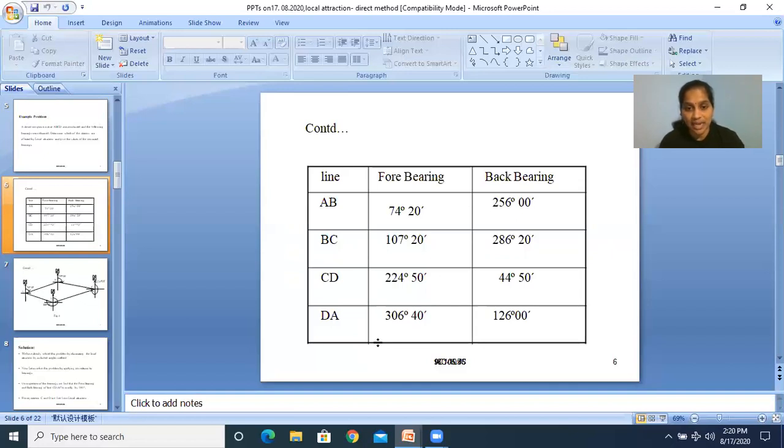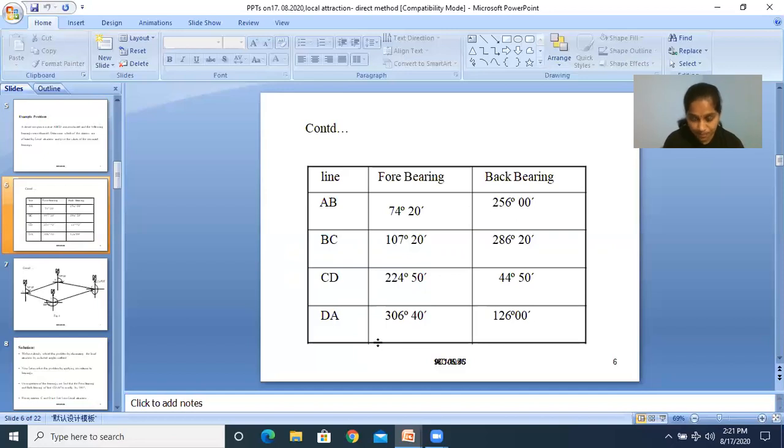First is line AB. Fore bearing is 74 degrees 20 minutes, back bearing is 256 degrees 00 minutes. So 256 minus 74 degrees 20 minutes is greater than 180, that is 181 point something. So at stations A and B, the difference between fore bearing and back bearing is not 180.